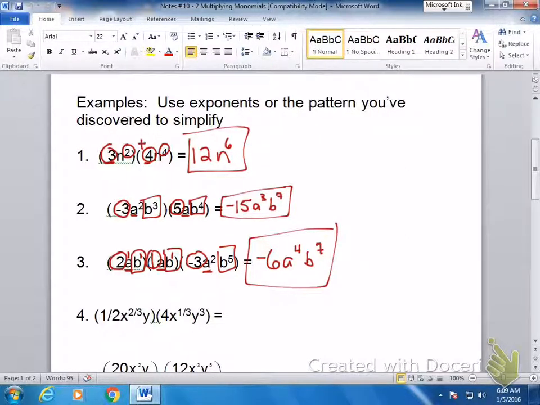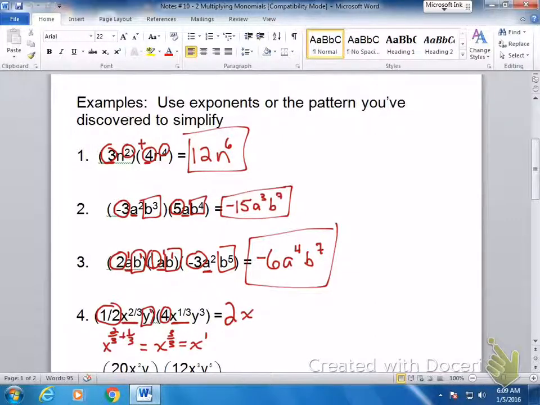Now we're going to get into some fractions on the next one. We have calculators, so we can use those. My numbers are 1/2 and 4. 1/2 of 4 is 2. Now here's where it gets a little different. I have x to the 2/3 times x to the 1/3. So that's really x to the 2/3 plus 1/3. Well, since they have the same denominator, we can go ahead and add those together. 2 plus 1 is 3 over 3, which is x to the first. So I have 2x.